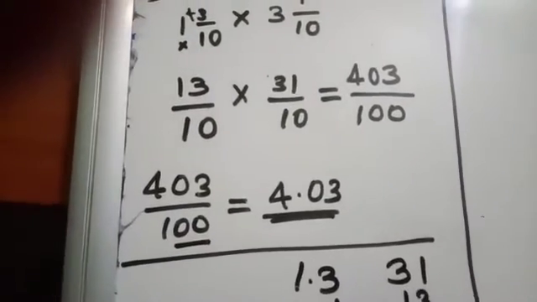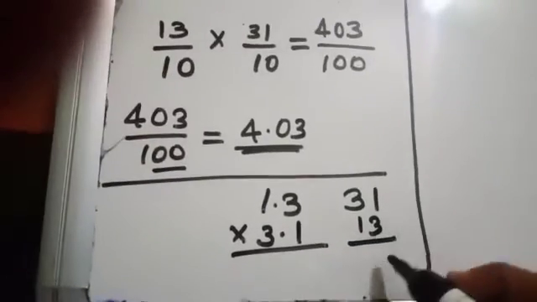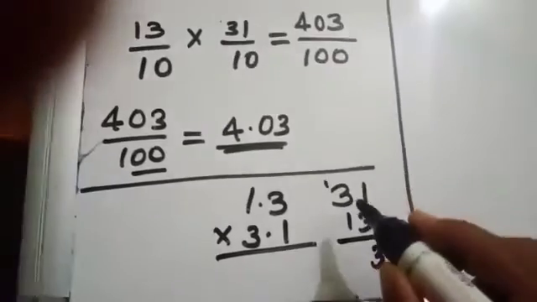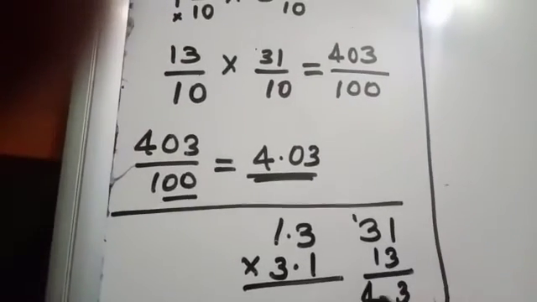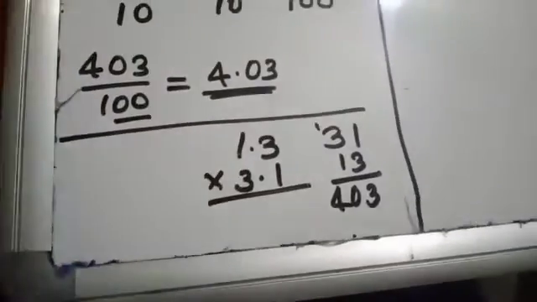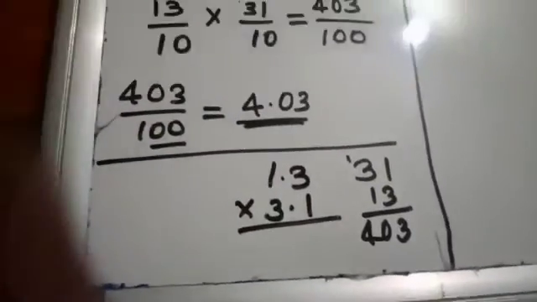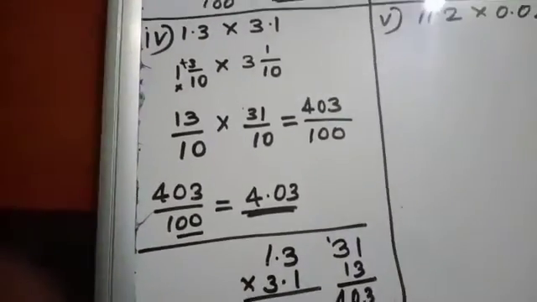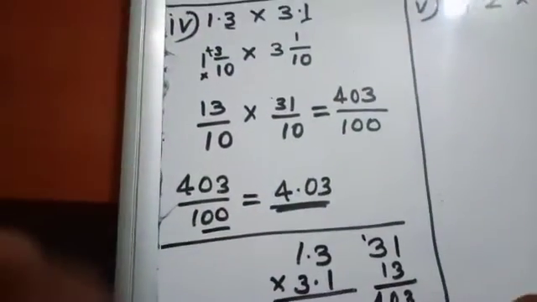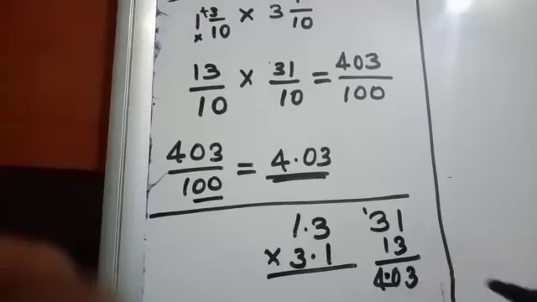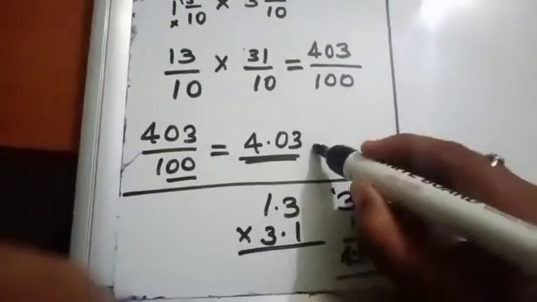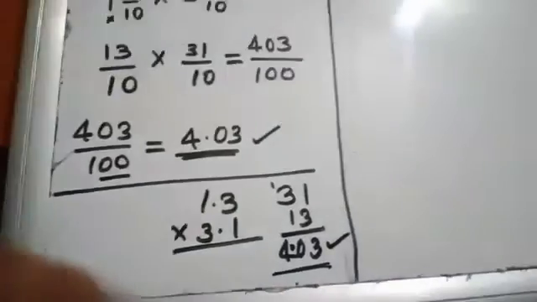31 you can consider as 13. So 13 ones are 13. 1 is left out. 13 threes are 39 plus 1, 40. So now after writing the answer, you have to find how many decimal places there are. Here there are 2 decimal places. So you have to leave 2 places and put the decimal point. So you are getting the same answer, 4.03, 4.03.